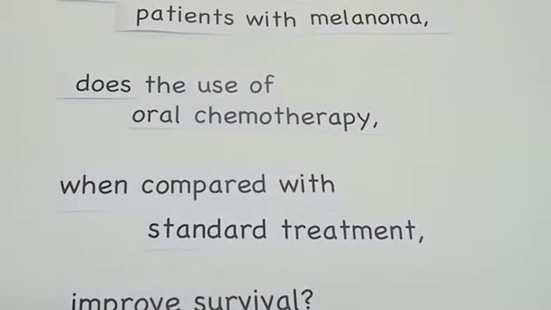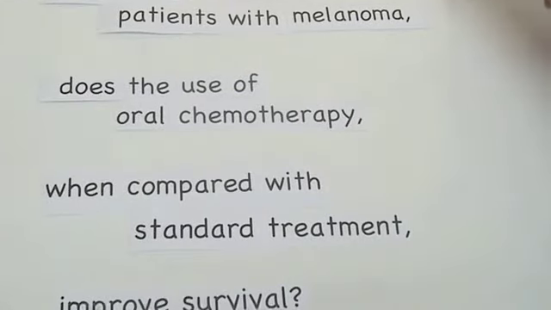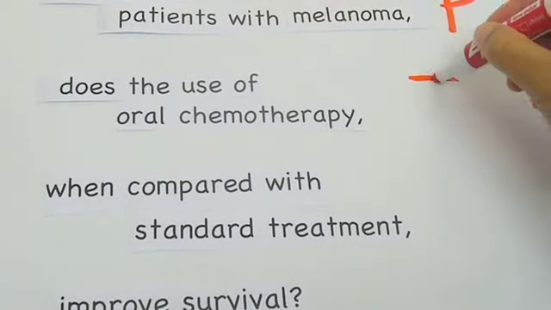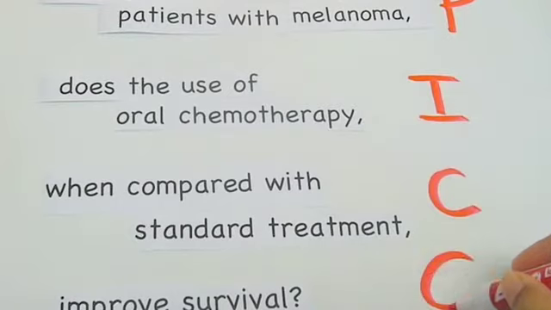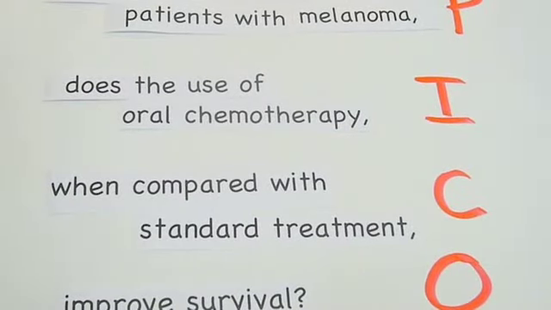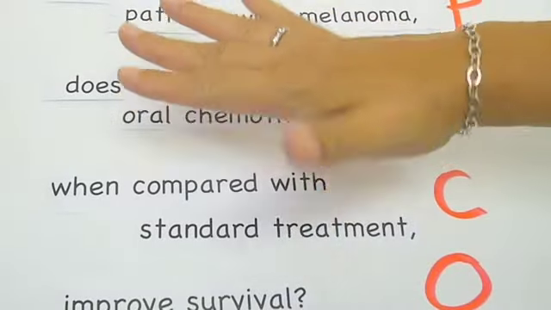Here's an example of a cancer guideline question using PICO. In the treatment of patients with melanoma, does the use of oral chemotherapy when compared with standard treatment improve survival? This question has all the components of PICO, but it could be improved. The question could be more specific and precise. Let's have a closer look at the components of PICO and see how we can make this okay question into a great guideline question.